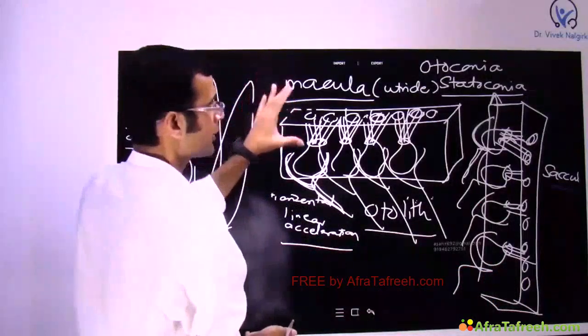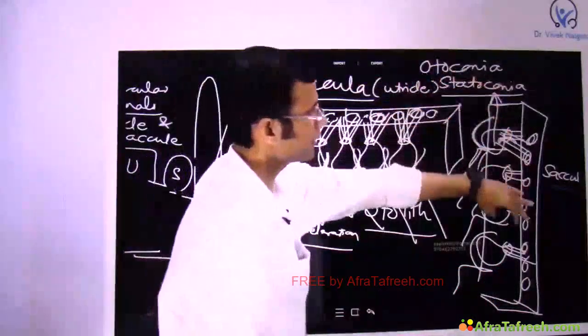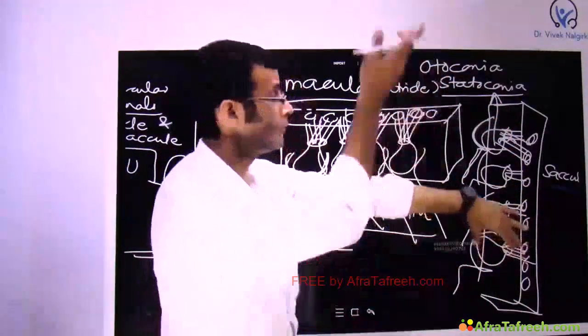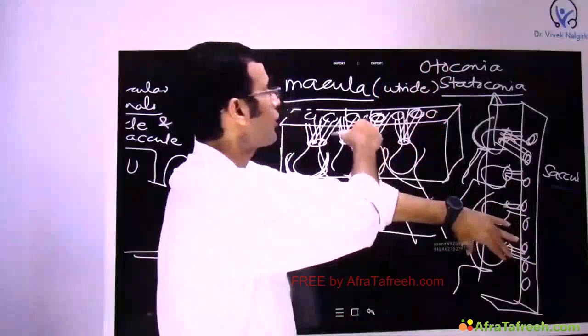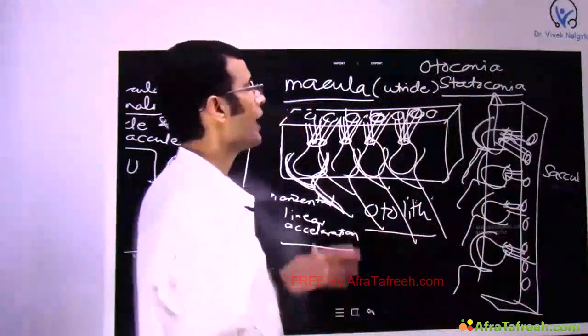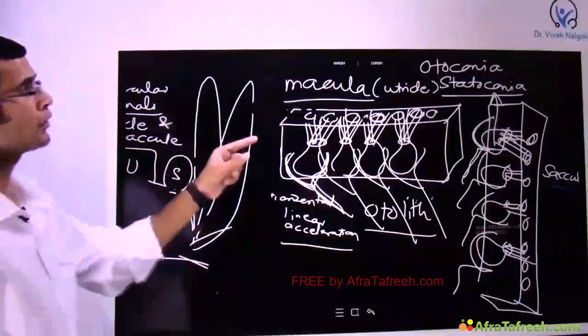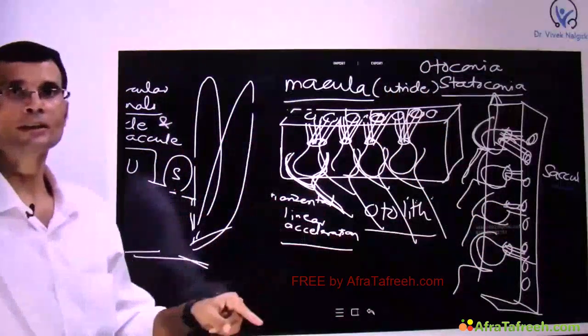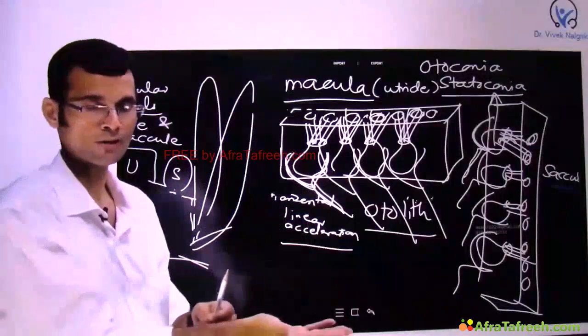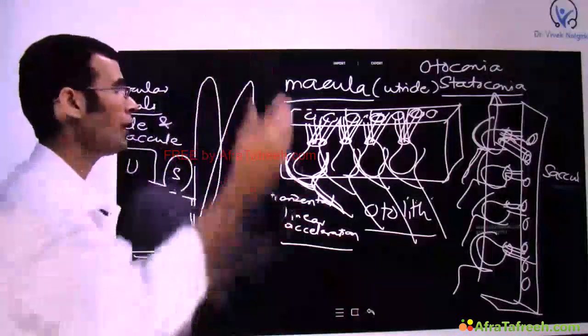The macula of the saccule and macula of the utricle will become vertical like this, in this position. And then when the lift goes up, the macula of the utricle will be stimulated maximally. So the answer to that MCQ was: the macula of the utricle will be stimulated when the patient is on the stretcher and it starts going up.